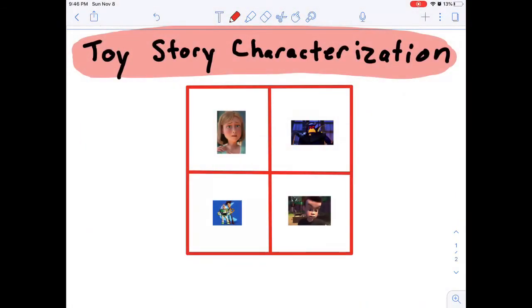And then once you do, I would like you to make this diagram. You don't need the pictures, but I want you to make this square. If you don't know how to make a straight line, you just draw any line and then you hold it, and it will make it a straight line for you. Go ahead and make this square, write Toy Story characterization over it, and have the video and Notability open. Go ahead and pause it and do that now.